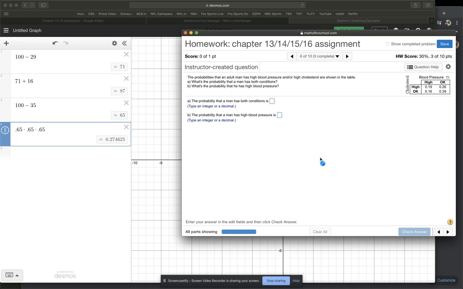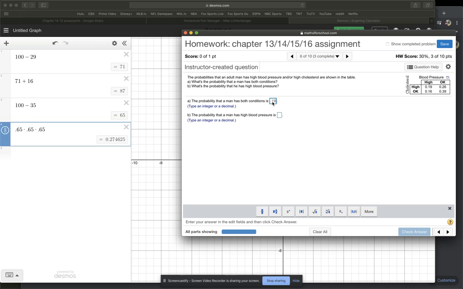Okay. Number 6. Okay, let's pull up this table here. Probabilities that an adult man has high blood pressure and or high cholesterol is shown in the table. What's the probability that a man has both conditions? So that means they have both high blood pressure and high cholesterol. And according to this table, it looks like it's 0.19. Okay, 0.19 is both high blood pressure and high cholesterol.